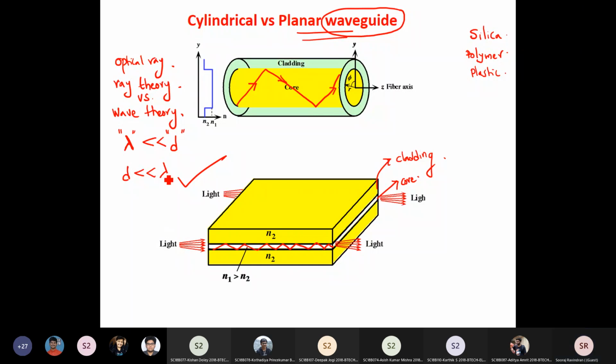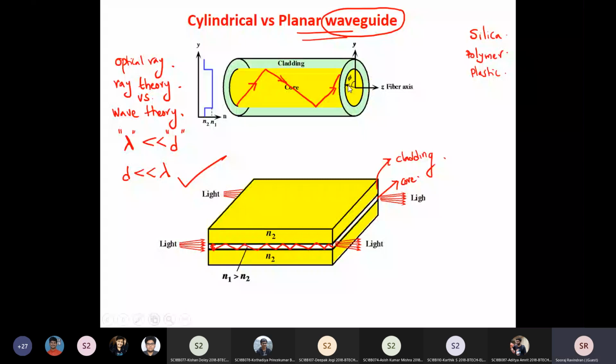On the other hand, if the wavelength of the light is of the order of the waveguide dimension, or in other words, the waveguide dimension is much smaller than the wavelength of the light, then you will have to use wave theory. So if d is much smaller than lambda, where d represents the thickness of this waveguide. For a planar waveguide, d represents the thickness of the waveguide, whereas in an optical fiber, d represents the diameter of the optical fiber, or even the radius. When the dimension approaches the wavelength of the light, you will have to use wave theory. So this is used for wave theory, and this is used for ray theory.